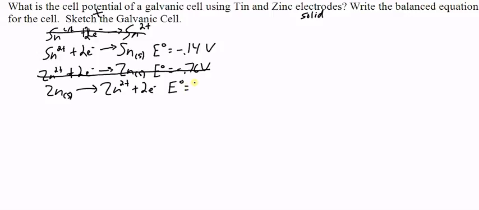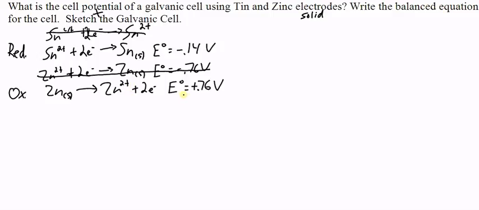So, a couple things we can take from this. I'm going to even write in the positive 0.76 volts. This is the reduction half reaction because I'm going from 2 plus down to a 0 oxidation state. This is the oxidation half reaction because I'm going from a 0 oxidation state up to 2 plus.